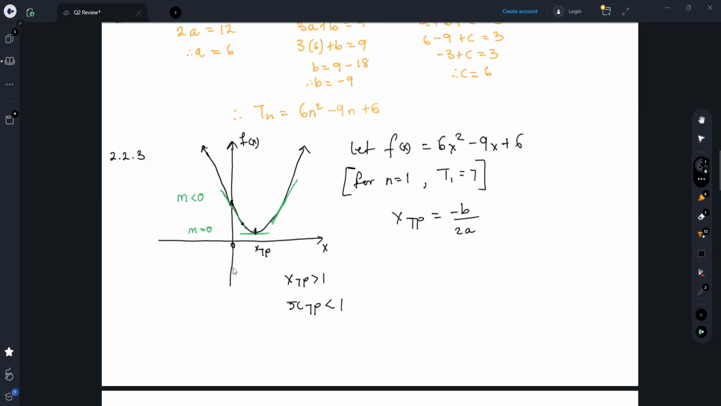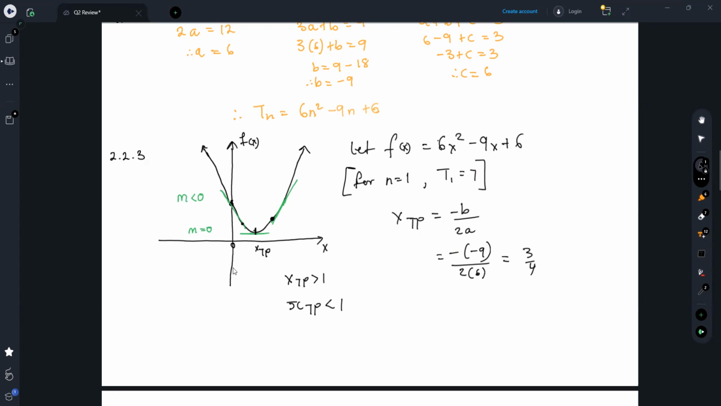Please allow me to call this x of TP, the x value of the turning point. It's easier when you're thinking about it that way. So this would be negative times negative 9 over 2 times 6, and this should give us 3 over 4. Boom. We see that x of TP is smaller than 1, so meaning that 1 is somewhere on this side, right?